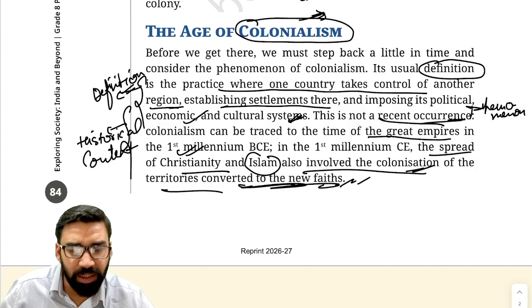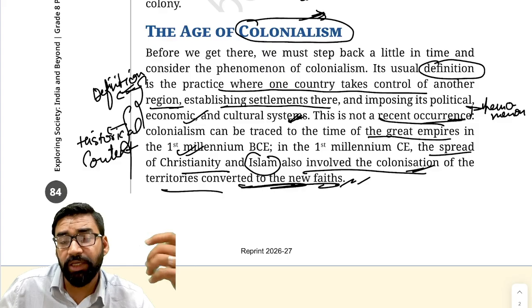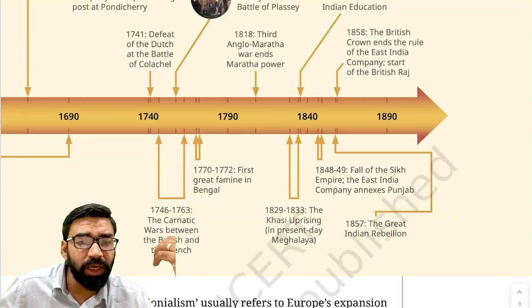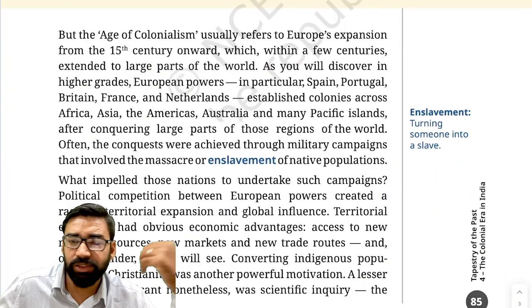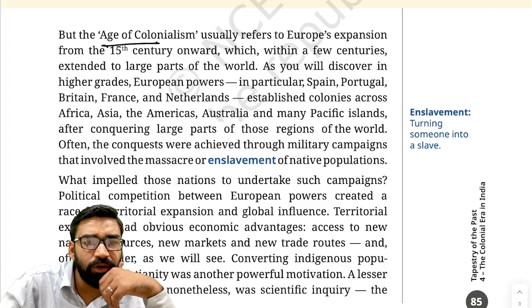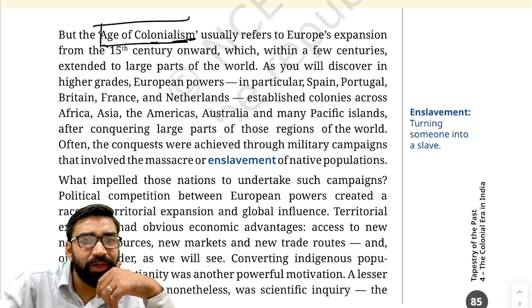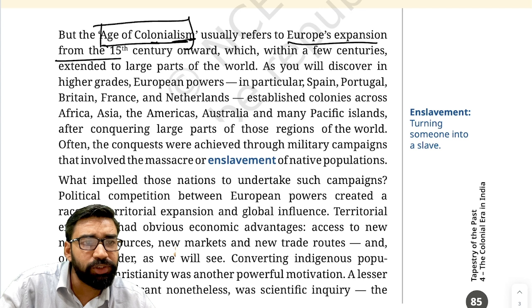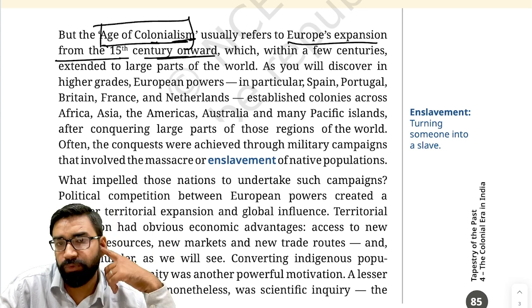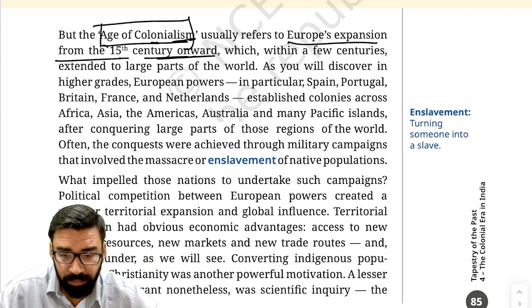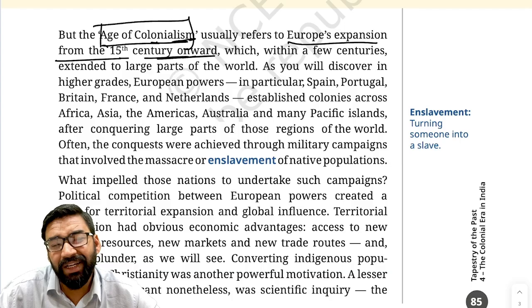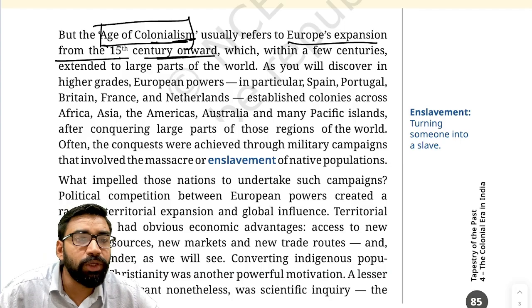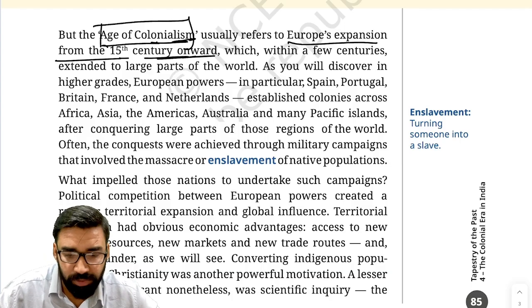So all these things are related to colonialism. Now when we talk about the age of colonialism, it actually refers to Europe's expansion from the 15th century onwards. Whenever we use the term colonialism, it generally refers to European expansion from the 15th century onwards.